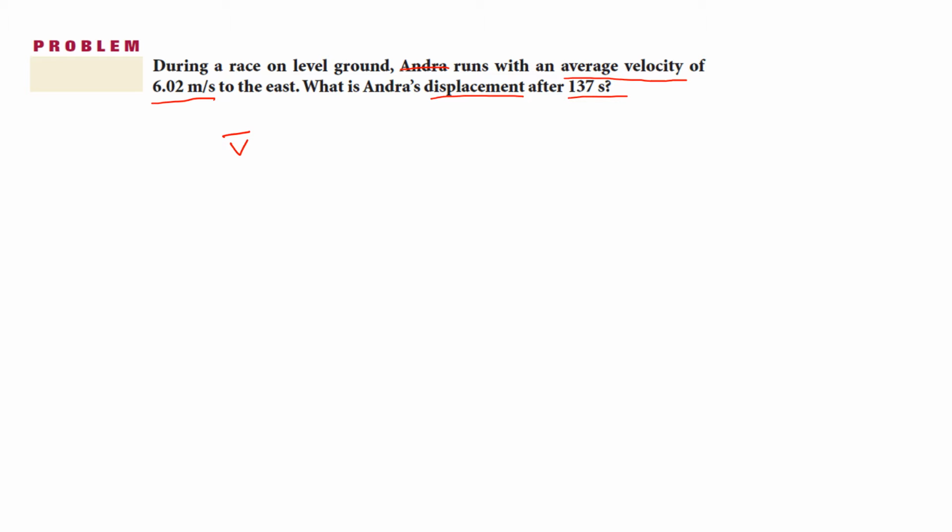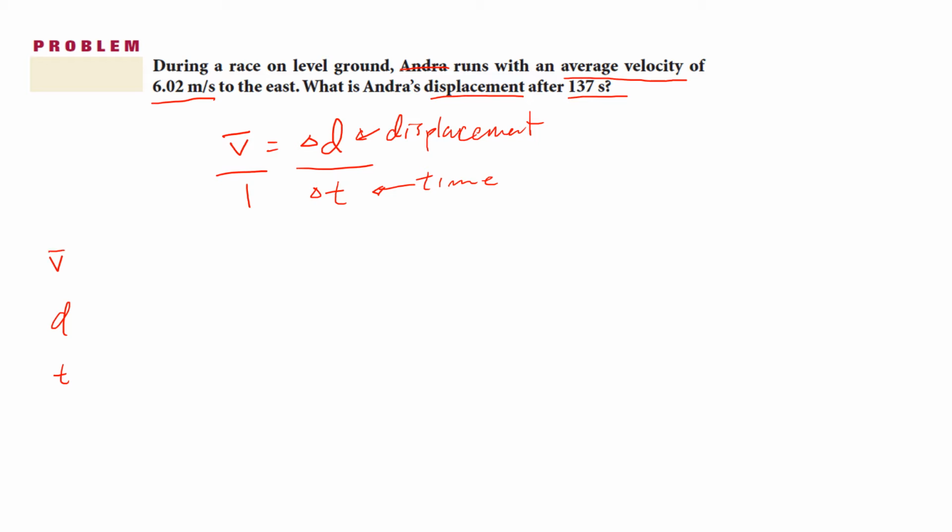Average velocity, this is the symbol for it, is equal to displacement, the change in displacement, right? This is how far it traveled, over the change in time, okay? And just to make it a little bit easier on you, I'm going to put this over 1. That way we could do some simple math that you might be used to. So all we got to do is kind of plug in. So we got V, D, T, right?